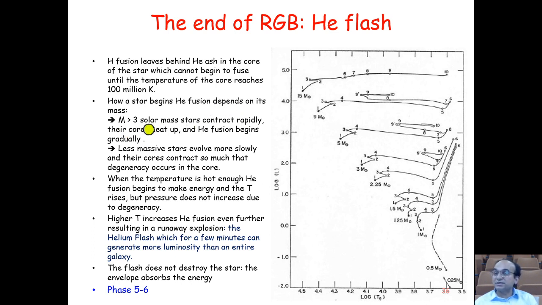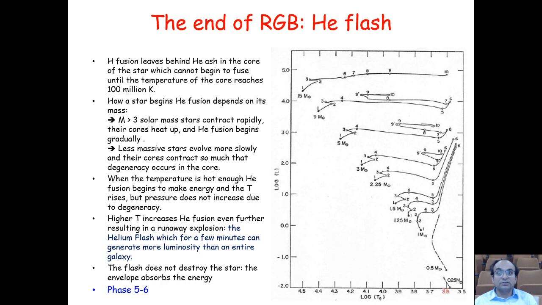If the mass is more than 3 solar masses, then it contracts rapidly, the core heats up, and helium fusion begins gradually. Less massive stars evolve more slowly and their cores contract so much that degeneracy occurs in the core. So when the temperature is hot enough, helium fusion begins to make energy and the temperature rises, but the pressure does not increase due to degeneracy.